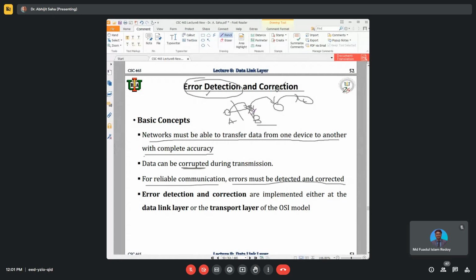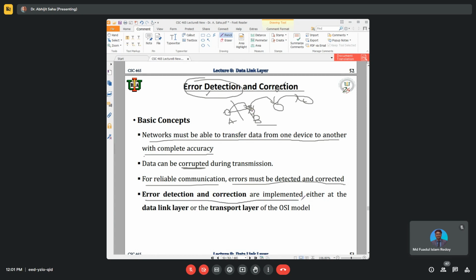If the packet reaches the receiver node B and the data packet is corrupted, you need to detect whether there is any error or not. If there is an error, then it needs to be corrected. That is what it is saying here.